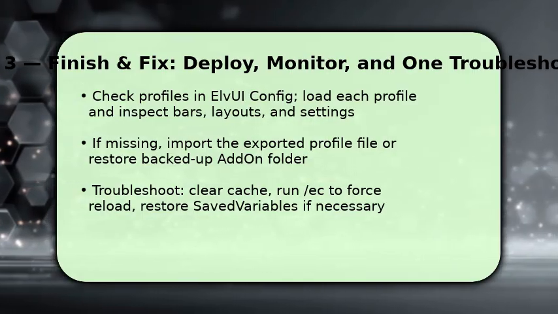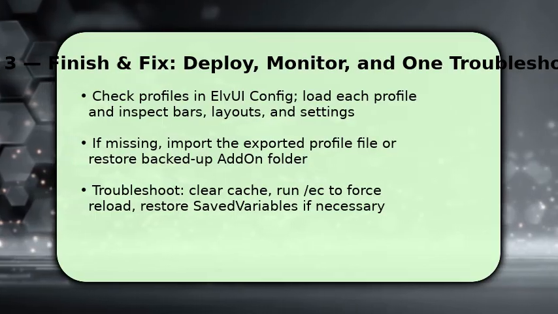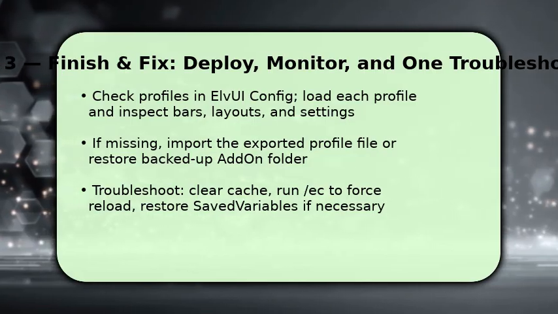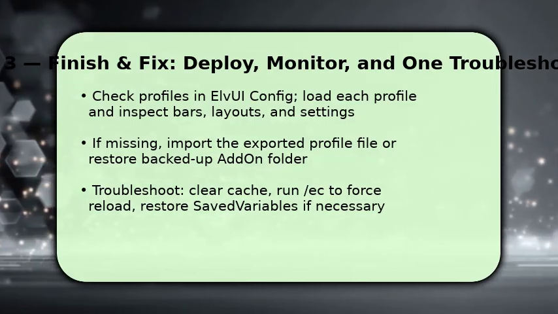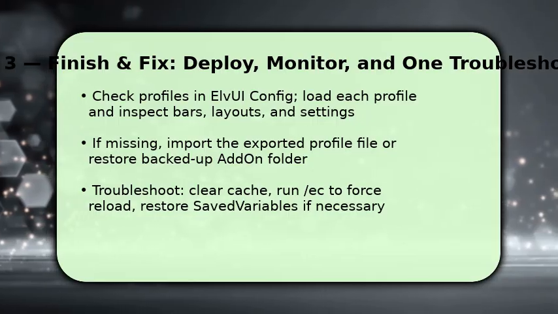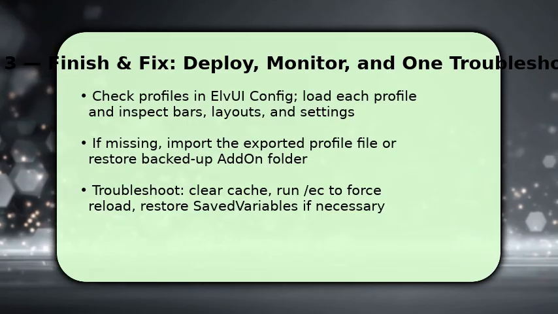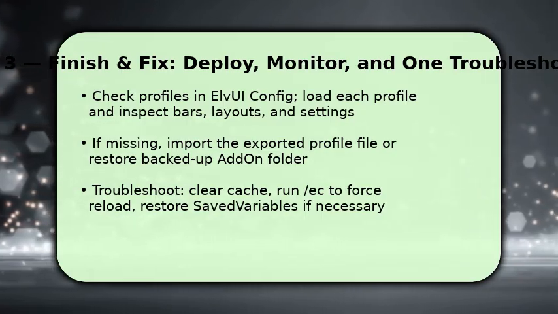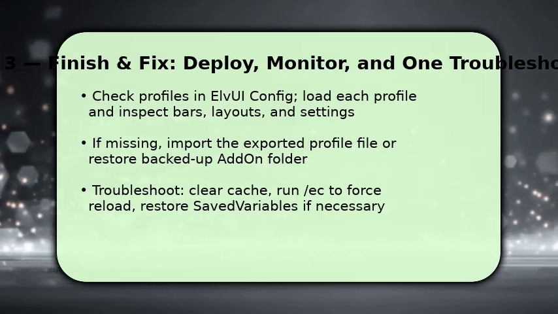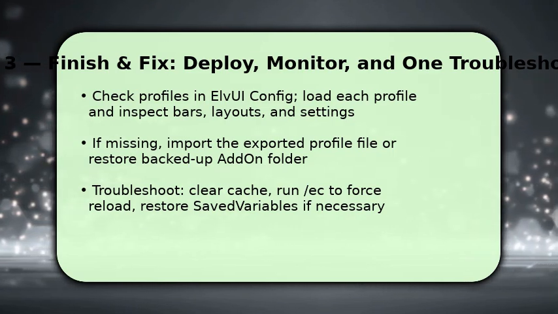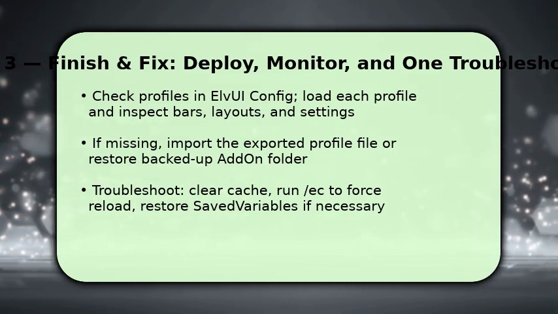If something is missing, import the exported profile file you saved, or copy the backed up add-on folder and saved variables back into interface/add-ons, then restart. If issues persist, clear the WoW cache, run /ec to force the config UI reload, and only then restore individual saved variables files. This one troubleshooting tip, restore saved variables last, avoids accidental overwrites.